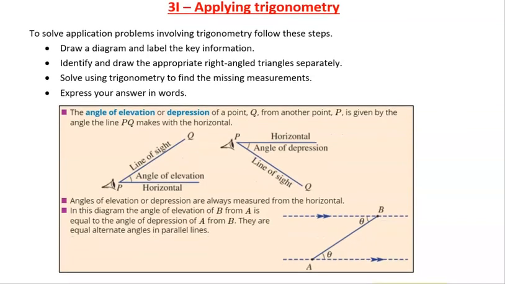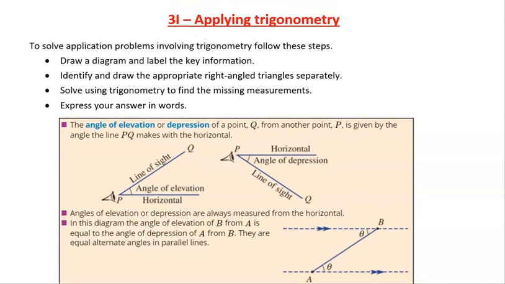Okay, we're going to apply trigonometry. To do this, we will need to draw a diagram, even if there's sort of one there already, I'll show you, and label the key information. The key information is things like the opposite side, the adjacent side, the hypotenuse. We need to find our right angle and our right angled triangle and draw that separately. And we'll use trigonometry to find the missing measurements.